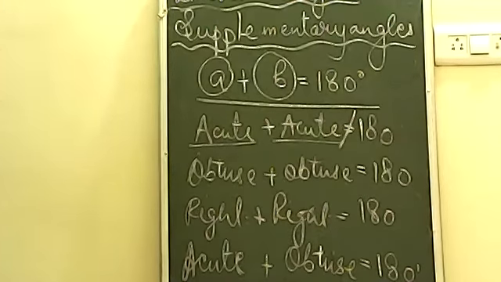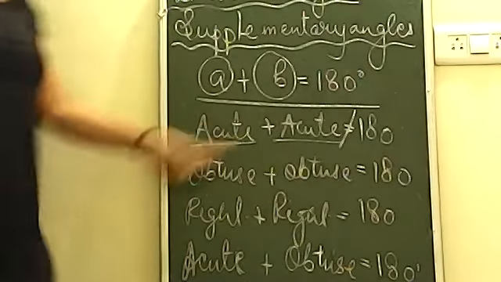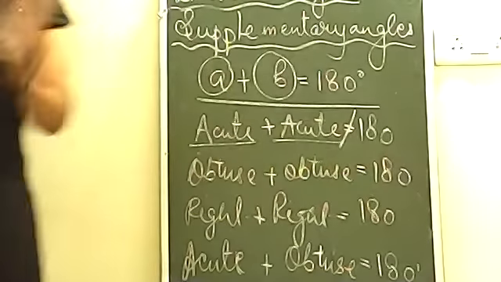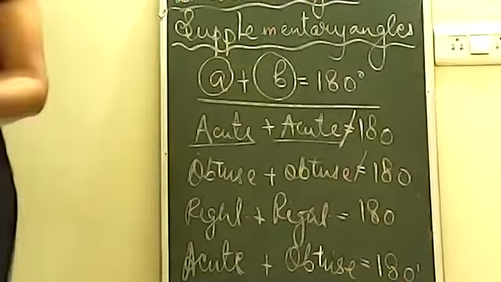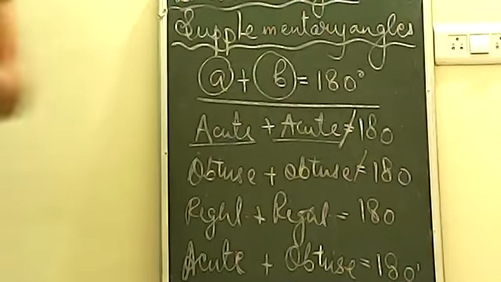Okay, the first condition. The second condition, two obtuse angles can make 180. That is again impossible. The reason behind that is, if you take two obtuse angles and take the sum, it will always exceed 180 degrees.